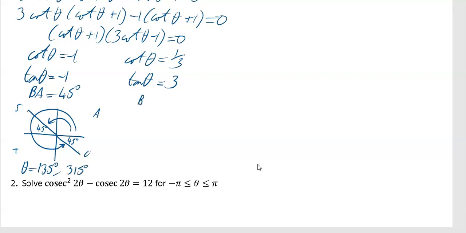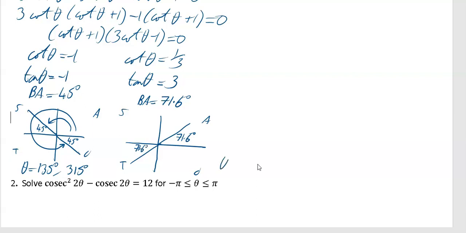For this one, my basic angle worked out to be 71.6 degrees. And tan was positive this time, so it's in here and in here, 71.6 degrees. So for this one, theta is equal to 71.6 degrees, and it's going to be 251.6 degrees. This is all over the place, apologies.